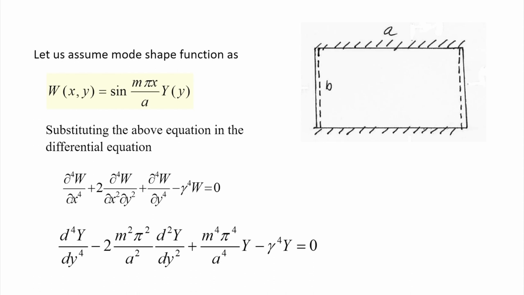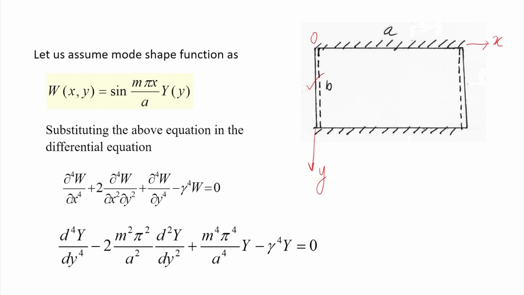That means, if this is the origin, this is the x axis and this is the y axis, the boundary condition is satisfied after putting x is equal to 0 along this line, and on the opposite line you will see that x is equal to a. So therefore these two edges satisfy, or qualify, the boundary condition as a sine function of m pi x by a.